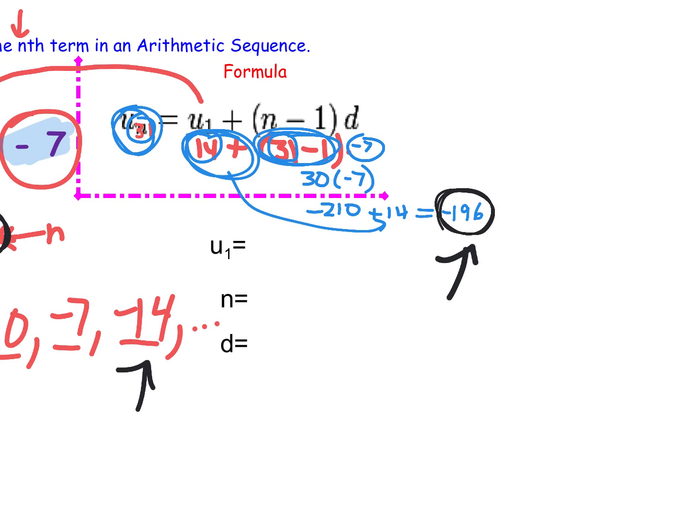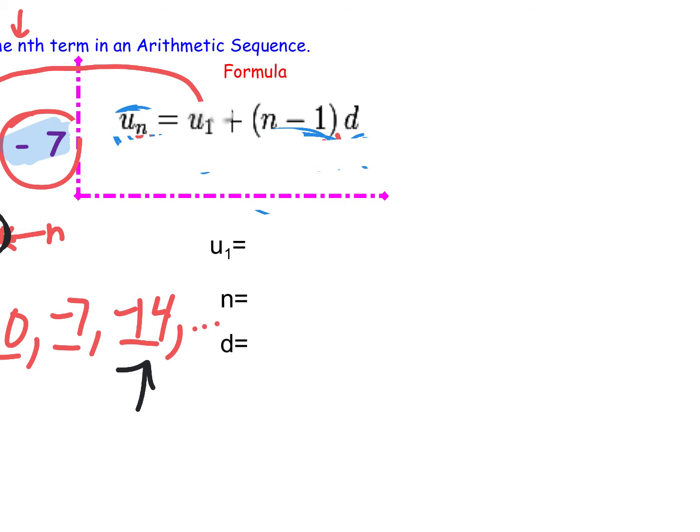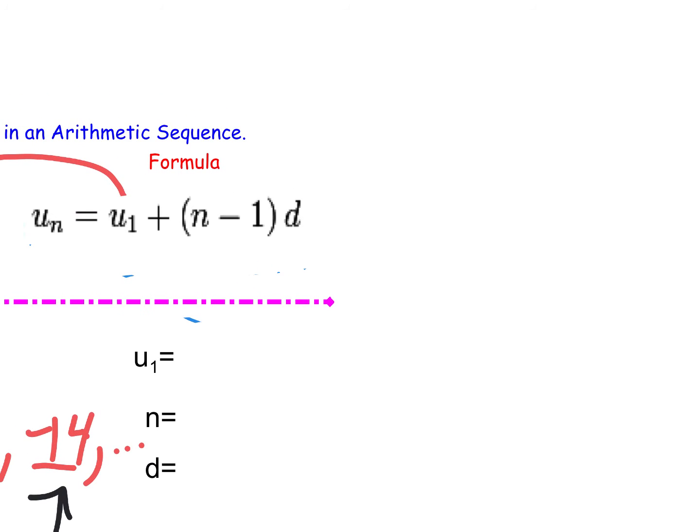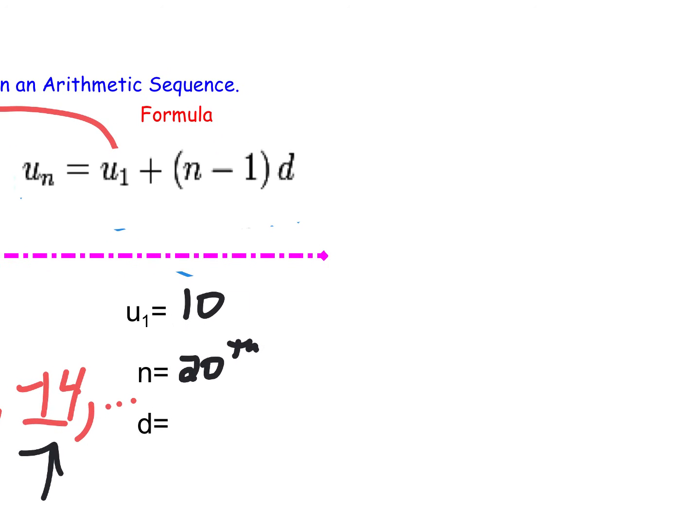All right, so this is what the test's going to be like. We give you this formula, and then we say, use this formula if U sub 1 is 10, n, which is the number of terms that we want, I want the 20th term, and the common difference each time, I'm going to make you figure it out from what I'm writing.